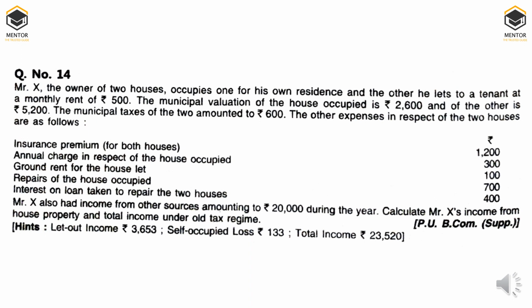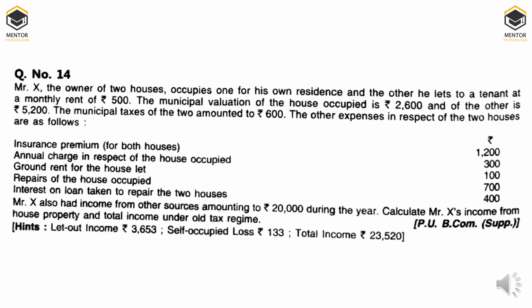The municipal taxes of the two houses were 600. We have to divide this 600 rupees. The expenses in respect of two houses were annual charges and insurance premium. We don't consider annual charges, ground rent, repairs, or interest on loan. Mr. X had income from other sources of 20,000 during the year. Calculate Mr. X's income from house property as well as total income.